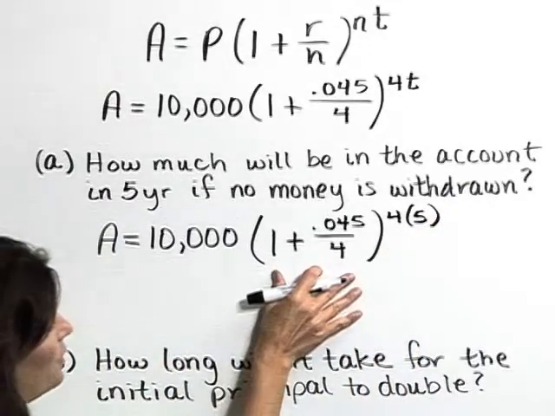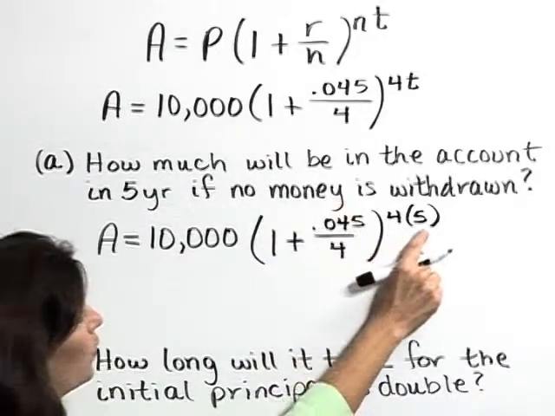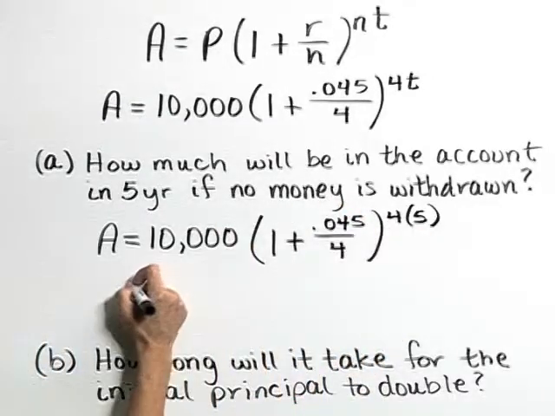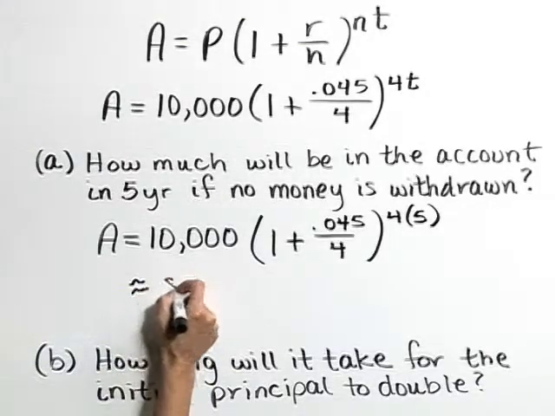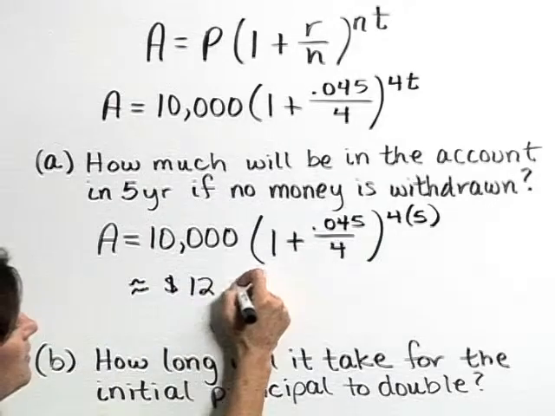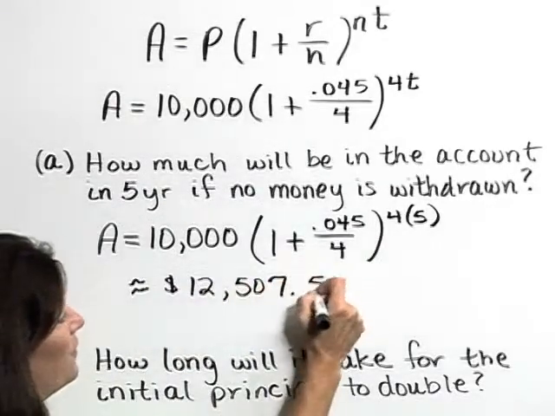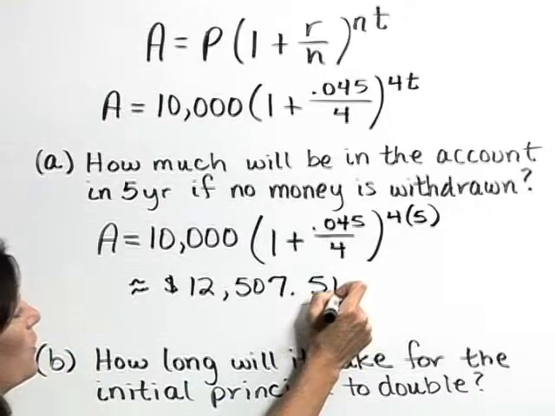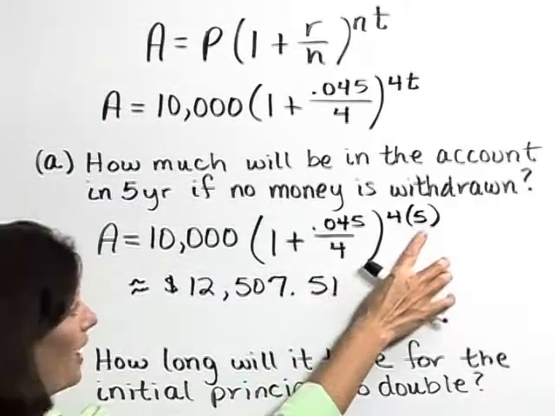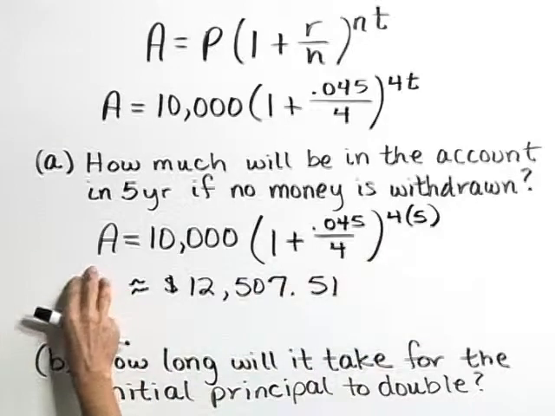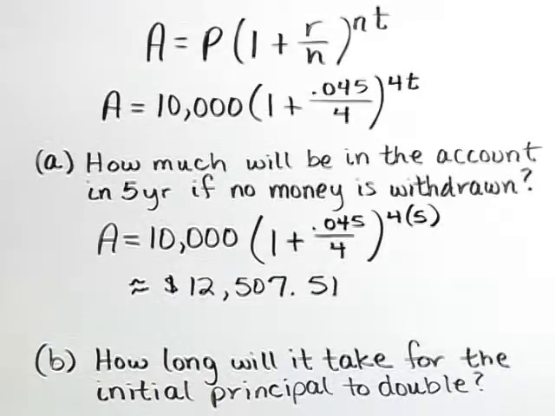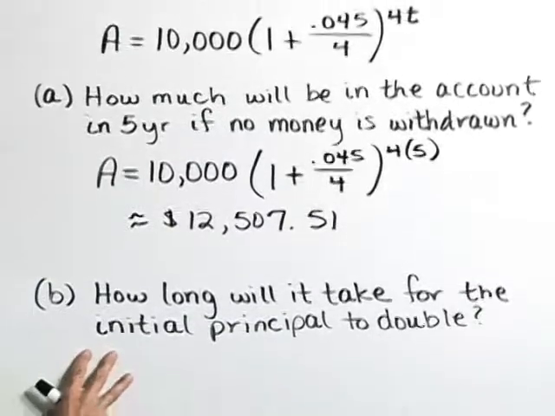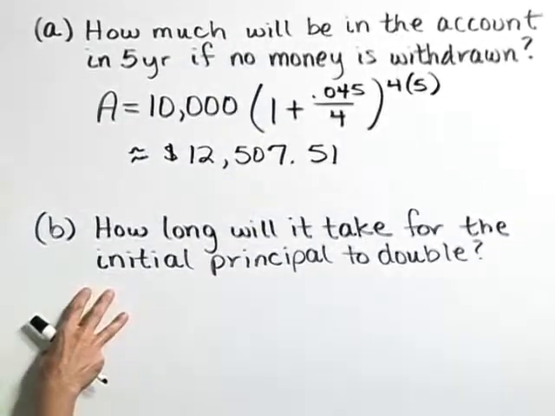Let's use our calculator to evaluate this quantity raised to the 20th, then times 10,000 to get a monetary amount that is approximately $12,507.51. So in 5 years, our amount will increase to approximately $12,507.51.